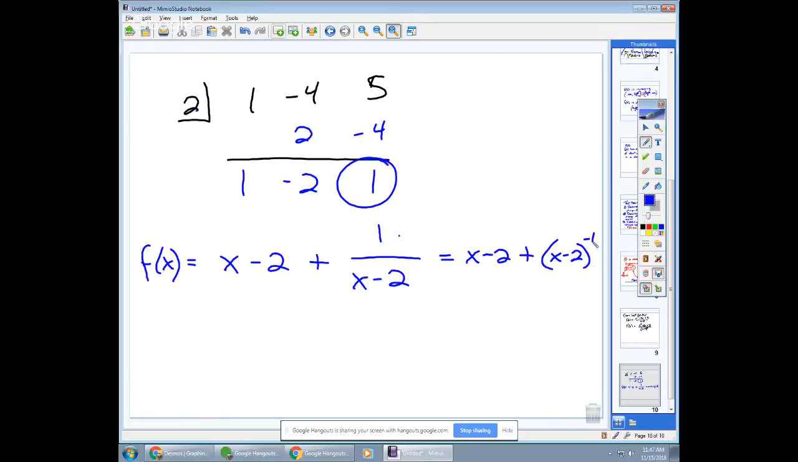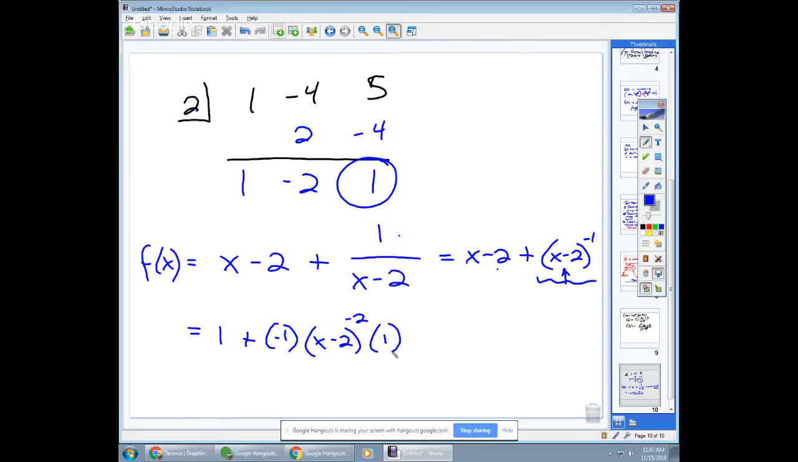So the derivative here would be the derivative of x is 1, the derivative of minus 2 is 0, plus the derivative of this thing right there would be a -1 times x minus 2 to what power? Reduce by 1, so it'd be -2. And then the chain rule says I have to multiply by the derivative of the inside of this thing. What's the derivative of x minus 2? 1. It's just a 1.